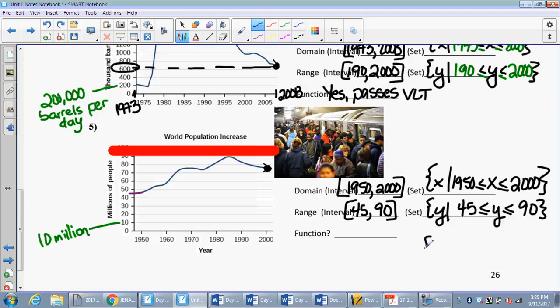If it still helps you to do this first, leave a space, Y, and then put this middle piece, leave a space and close it, do that. If we've stepped up to just writing it left to right correctly, that's awesome too. Whatever works for you. Is this a function? Yes. Passes VLT.